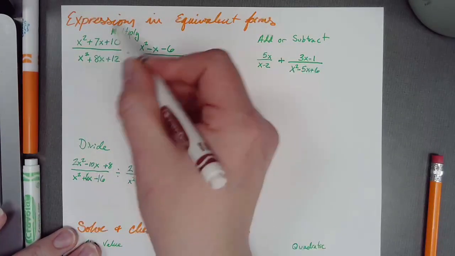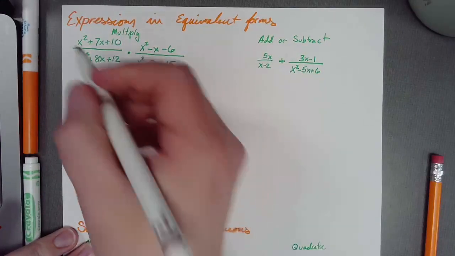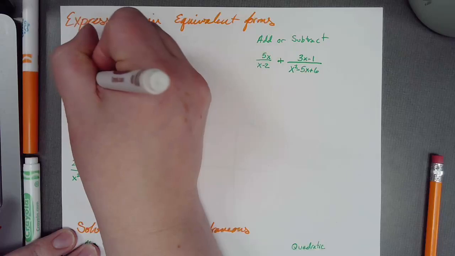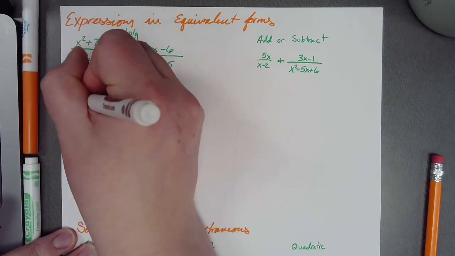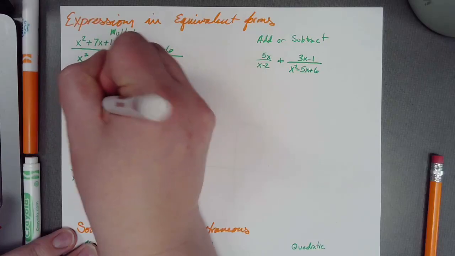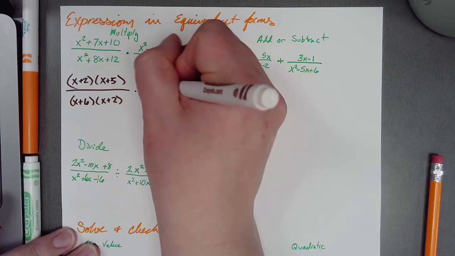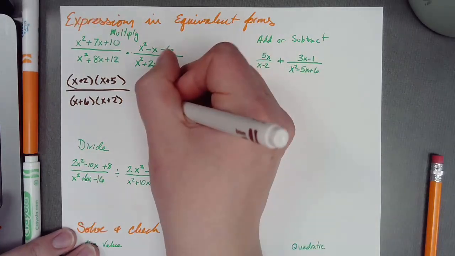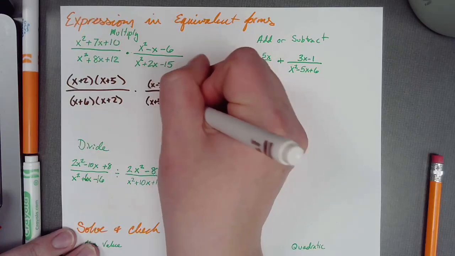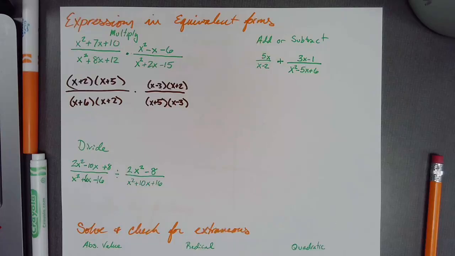So whenever we're looking at any sort of multiplication problem, the first thing that you're going to do is factor all of the pieces. So if I do that here, I get x plus 2 times x plus 5 over x plus 6 times x plus 2 times x minus 3, x plus 2, x plus 5, x minus 3. Okay, so I've gone through and done all of my factoring. Again, I use the box and diamond on each of those.